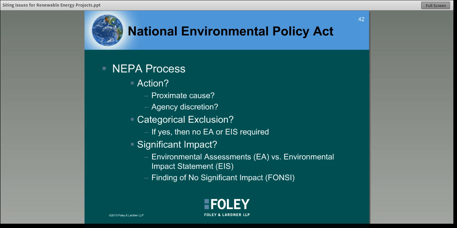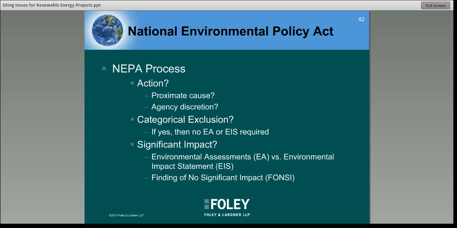Okay, so then the NEPA process. The way that it flows through is, again, you first have to determine if there's a federal action. The federal action has to be the proximate cause of the potential significant impact. So if the federal action isn't really going to cause the significant impact on the environment, then NEPA wouldn't necessarily be triggered. Another important factor is whether or not there's agency discretion in the action.